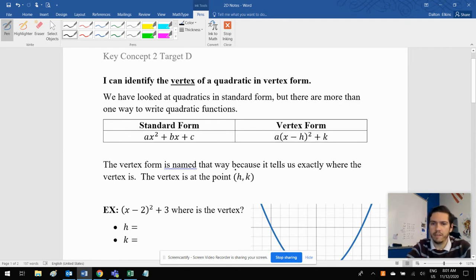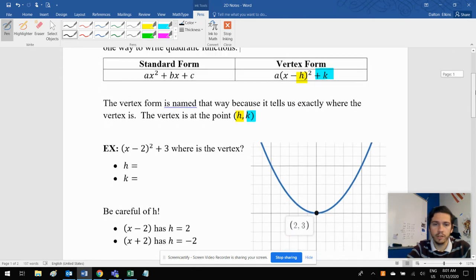Now, the reason why this is named vertex form is because it tells us exactly where the vertex is. The vertex is the point h comma k. So you'll notice in here, we have a minus h there, and then we have a plus k at the very end. So let's go ahead and show you how we can use the vertex form to identify the vertex.